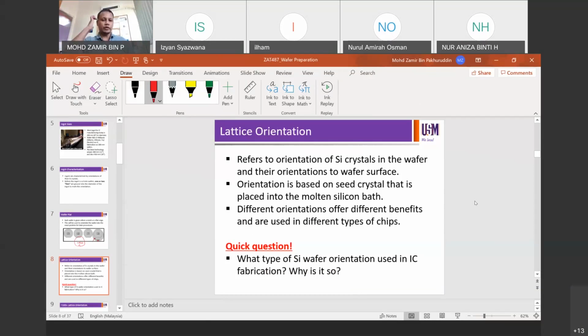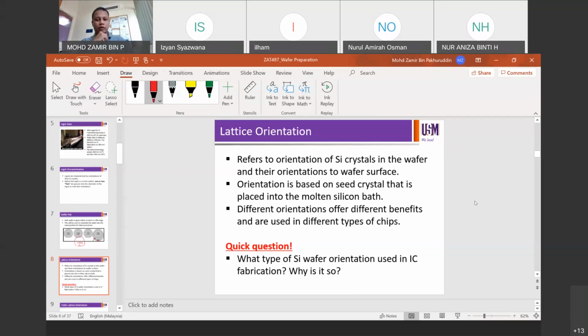Okay, lattice orientation refers to the orientation of silicon crystals. It's either 1, 0, 0 or 1, 1, 1. Orientation is based on the seed crystal. So kita dah tengok FZ and CZ punya seed punya proses kan. If you put in 1, 0, 0, then you're going to get 1, 0, 0 for the ingot. If you put 1, 1, 1, you're going to get 1, 1, 1 for the ingot as well. So you can actually decide by the type of seed that you use for the growing process.